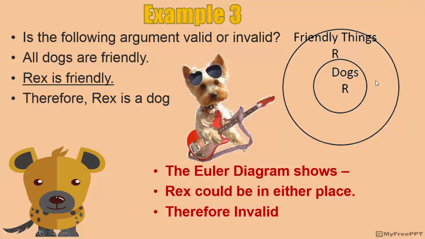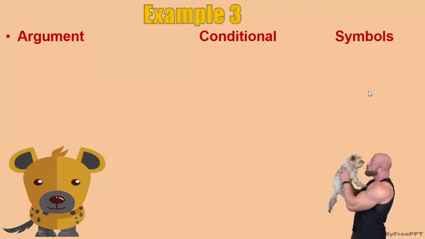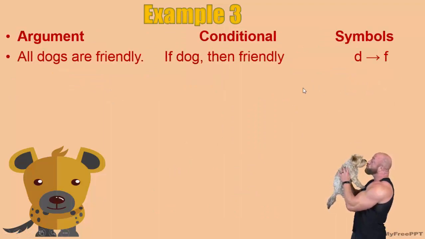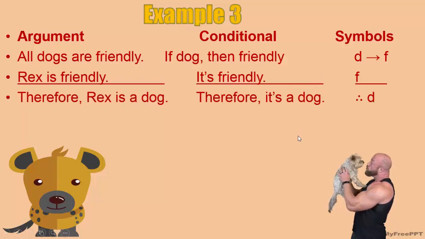Now let's check this against our symbolic logic. So here we have the argument, conditional, and symbols, and then we write down all dogs are friendly, if dog, then friendly, and then symbols, if dog, then friendly. And then we have Rex is friendly. In the conditional, we drop the name and just say it's friendly, and then finally F for friendly. And then lastly, therefore Rex is a dog, therefore it's a dog, therefore D.